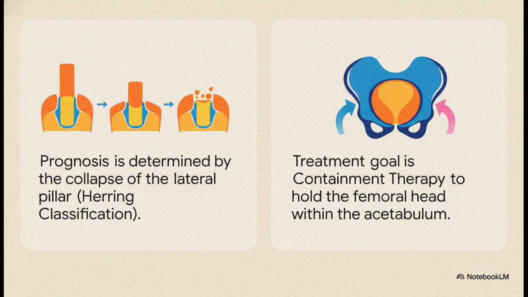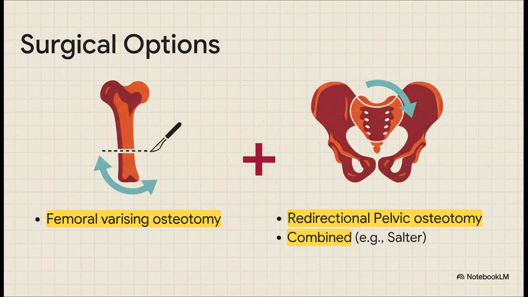So on the treatment side, our goal is something called containment therapy. The whole idea, pioneered by Dr. Salter, is to keep that softened, vulnerable femoral head tucked deep inside the acetabulum. We use the socket of the hip as a natural mold to help the head remodel into a nice spherical shape as it heals.